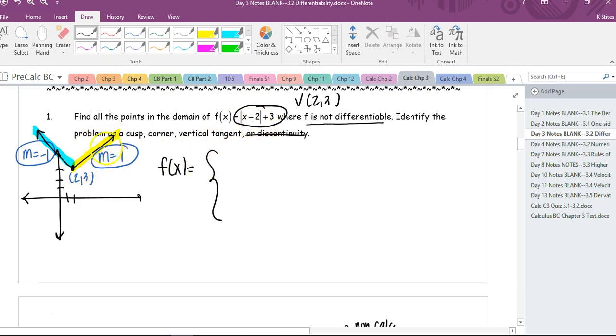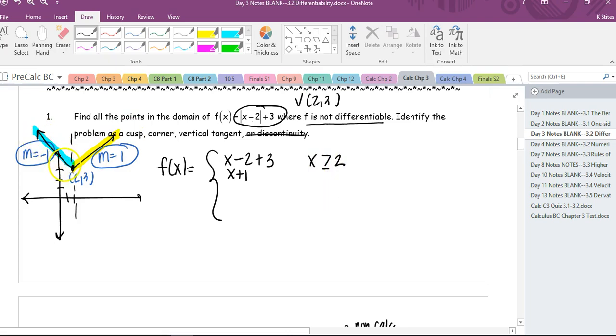Your yellow portion right here, the one with the positive slope, would be the equation x minus 2 plus 3, which is just x plus 1, sorry. And that's when x is greater than 2, right? So that's the yellow portion. You could put the equal to there as well. Remember, you just need to have it somewhere.